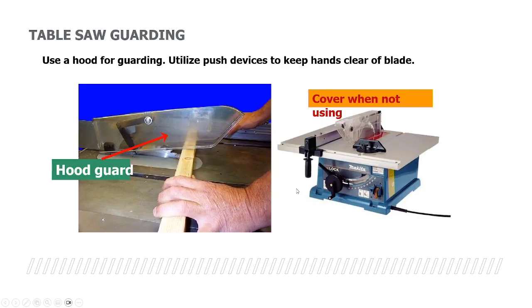Table saw guarding. This is another one. Use a hood for guarding. Utilize push devices. Push sticks are a good example of that. Here's the thing to remember about a table saw: you want to keep your hands as far away as you possibly can in order to operate the table saw in a safe manner. That's where push sticks come into play as well. And the biggest hazard you're going to run across with a table saw is what they call kickback.